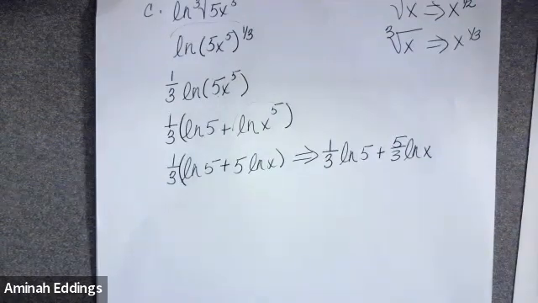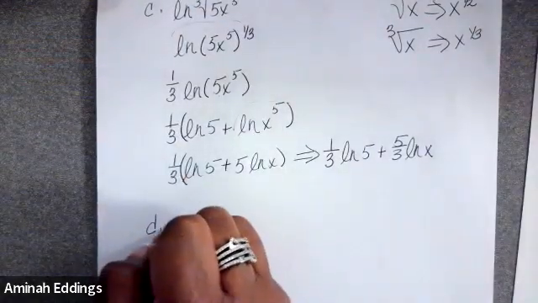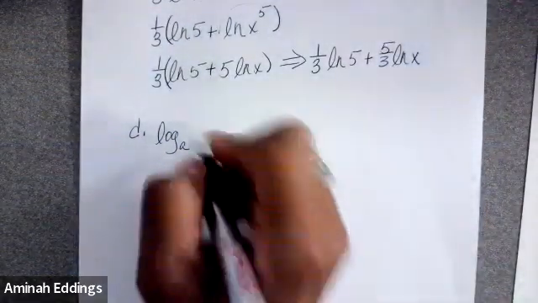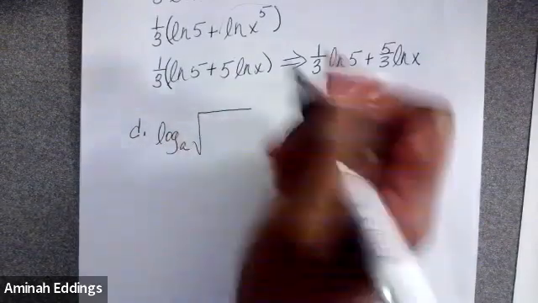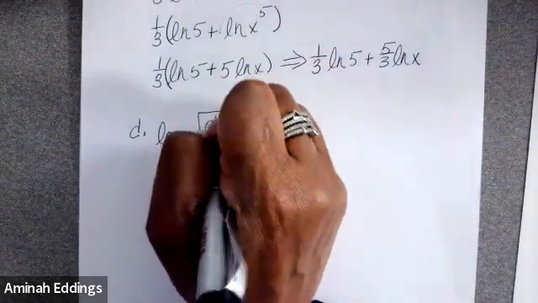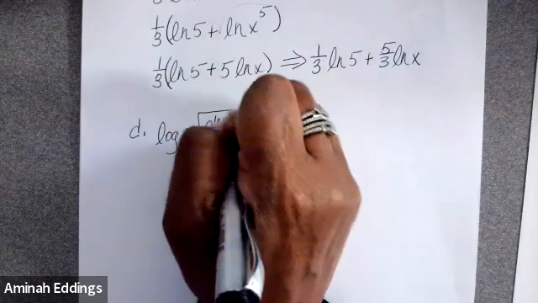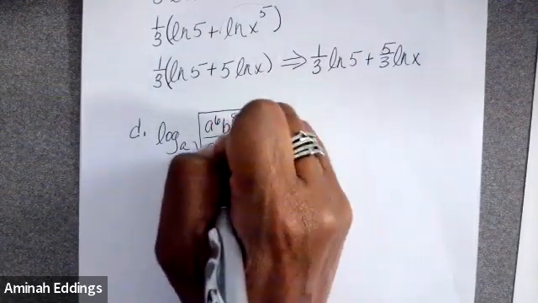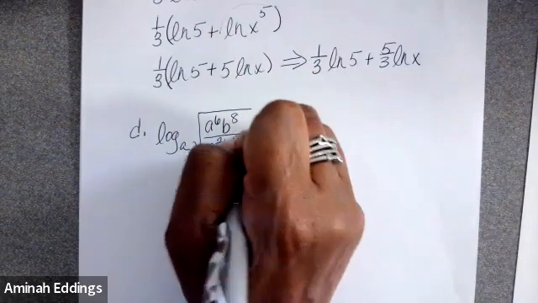Questions? Okay, you okay, Bryce? Okay. All right, D is log base A of the square root of A to the 6th, B to the 8th, all over A squared, B to the 5th.